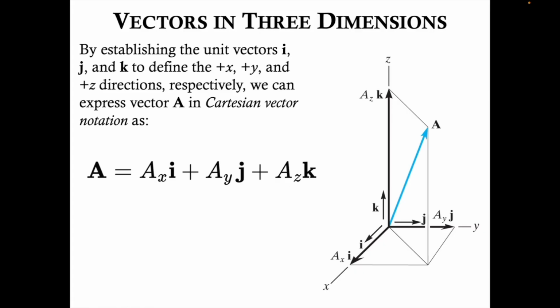And as you might recall, the reason I'm saying hat when I say i, j, k, i hat, j hat, k hat, is because when handwriting these unit vectors, we need to include the caret or hat symbol above each one of them. That's the upside down V or caret symbol, Shift 6 on your keyboard. So this is a general Cartesian vector expression of any three-dimensional vector such as vector A.